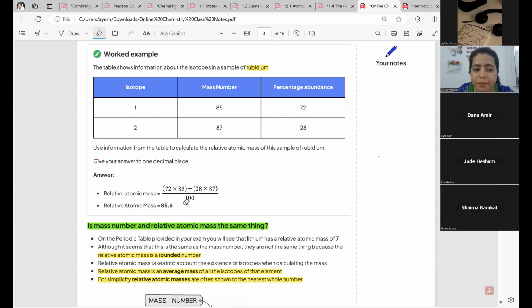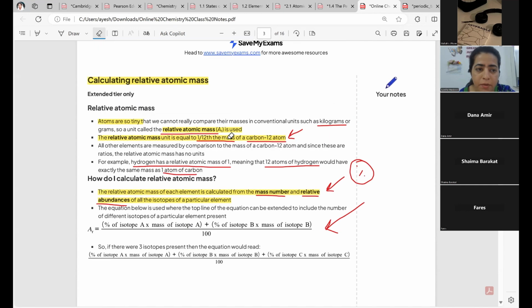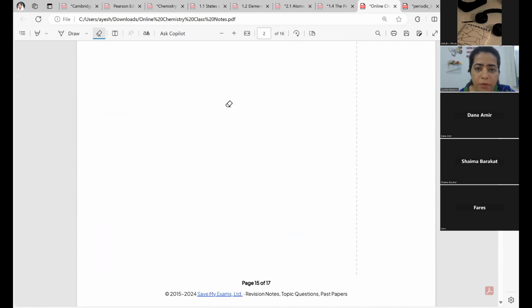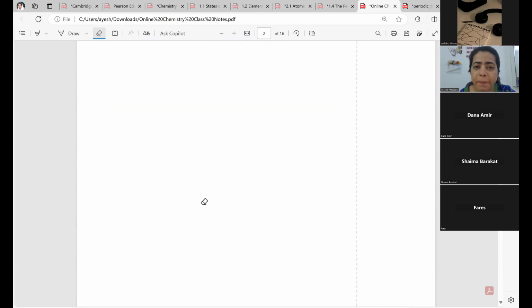Yes, Wafia. Have we skipped the note on why isotopes share properties? The second page. We did not skip it. We did this. They have the same chemical properties and different physical properties. This is done.